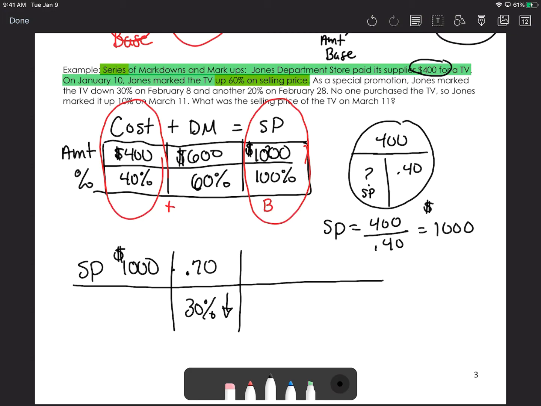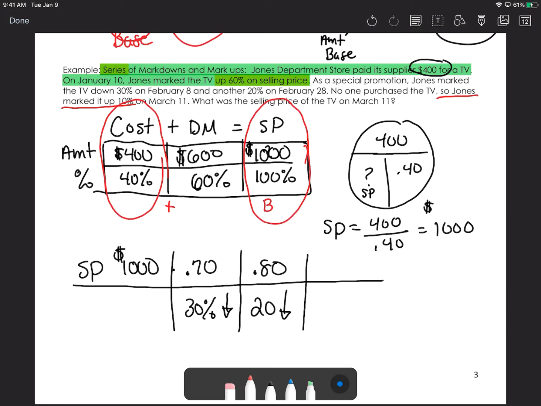Then it says he marked it down another 20%. So if he marked it down 20%, that means he's paying 80%. Then it says he marked it up. Be careful. This really takes careful reading, so you have to go slow. He marked it up 10%.